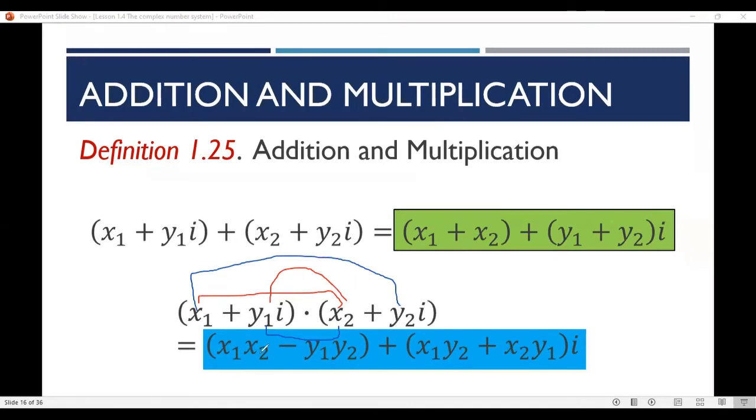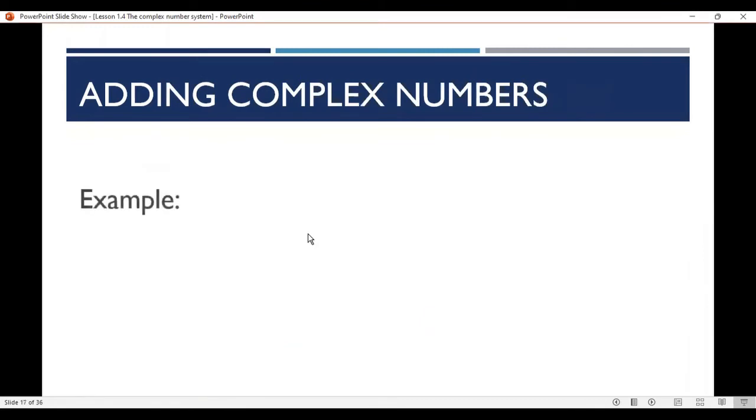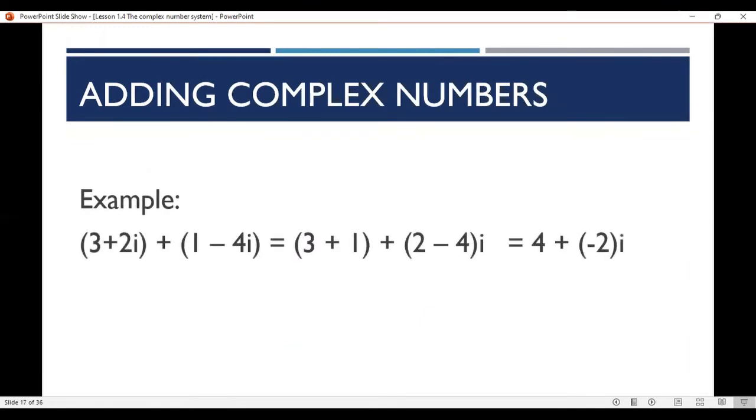Kaya yung sagot natin, at the result, yung final answer, meron tayong real part and imaginary part. Okay, so pakikopya na to, ha. Kung maaari, i-screenshot nyo kasi ito yung guidelines on adding and multiplying complex number. Okay, example. Adding two complex: 3 plus 2i, first complex, plus second complex, 1 minus 4i.